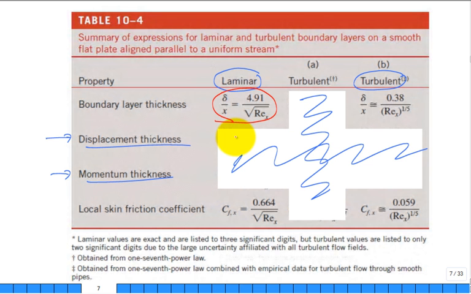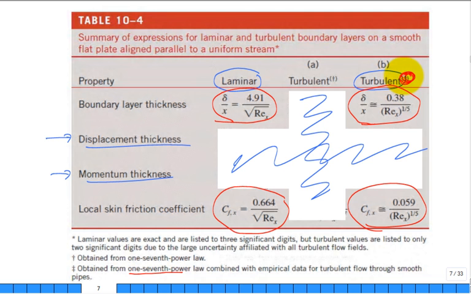Right here is the boundary layer thickness equation coming out of the Blasius solution and the local friction coefficient. Here is the turbulent thickness, how it grows, and the local friction coefficient if it's turbulent flow. This is assuming a power law, that's this little footnote right here, combined with empirical data for turbulent flow through smooth pipes. So they're giving you the best estimate.